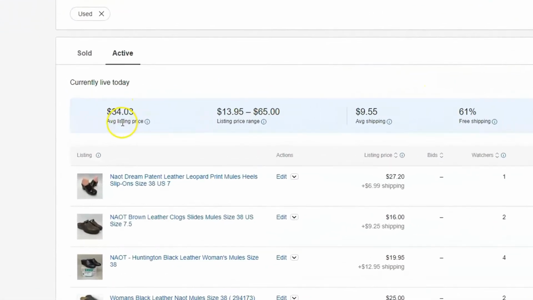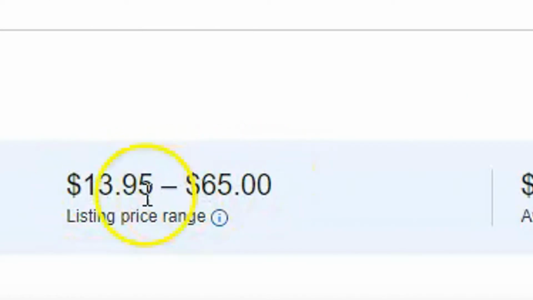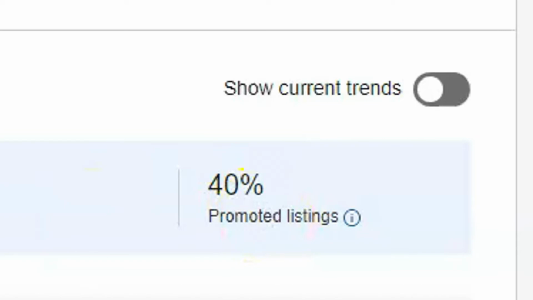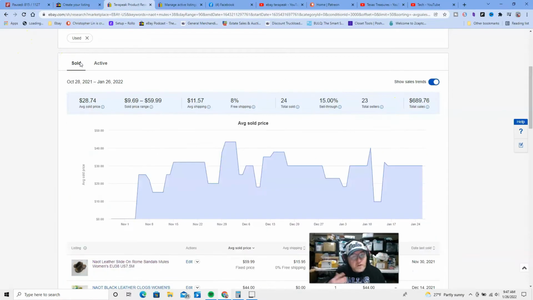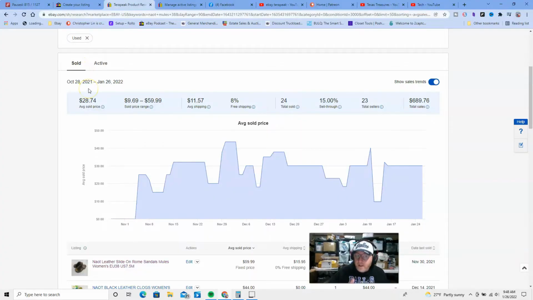On the active page, they will show you the average listing price is $34, the price range between $13.95 to $65, the average shipping price, the percent of people who are doing free shipping, and the percent of people who are using promoted listings. That's interesting, but to me, the proof is in the pudding. What has actually sold? We're going to look at 90 days and 365 days, because these are mules, so these might sell better during the summer is what I'm thinking.